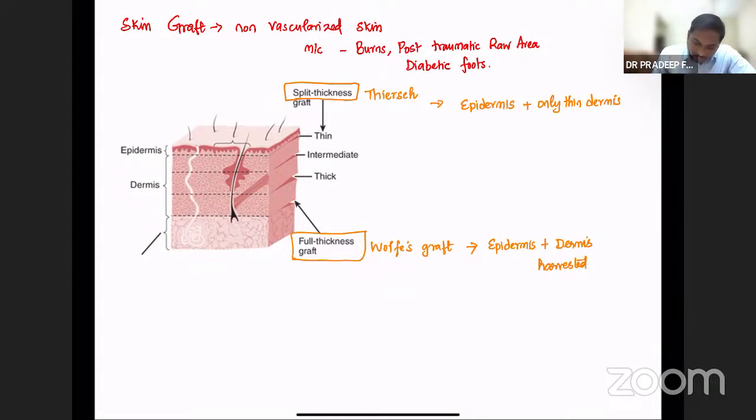So this is the picture that shows the epidermis as well as the dermis. Only in the dermis will we have the skin appendages, like sweat glands, sebaceous glands, as well as hair follicles. The area beneath the dermis is called the hypodermis, or otherwise the subcutaneous tissue.